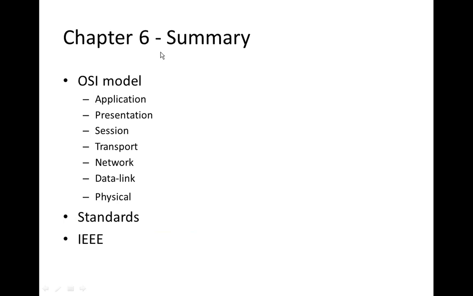So, Chapter 6, Summary. In this chapter, we discussed the 7 layers of the OSI model, standards, and IEEE. And this concludes Chapter 6.